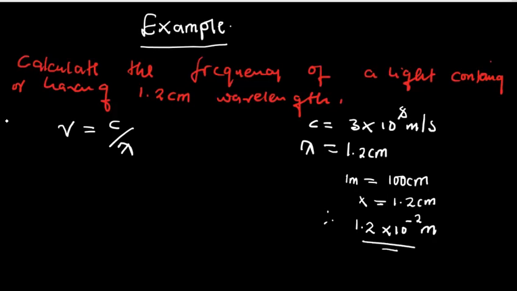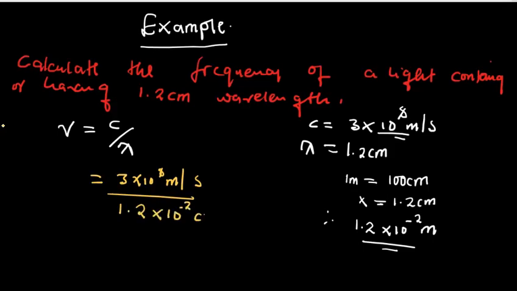So now that we have the wavelength and we also have the speed of light, we can substitute in the formula. So we are going to have the speed, which is 3 times 10 to the power 8 meters per second, over the wavelength, which is 1.2 times 10 to the power negative 2 meters. So now what you observe is that the meter and the meter here will cancel. The only thing that will remain is the per second. So can someone punch this on the calculator?